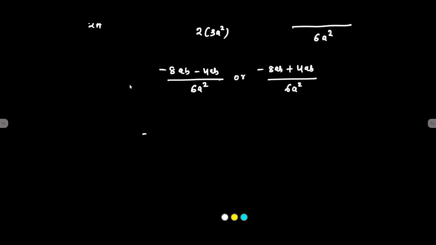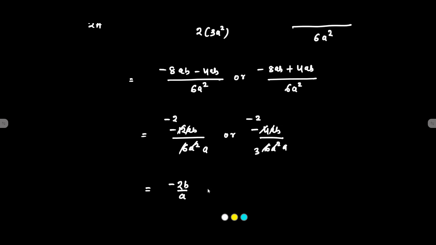This is equal to minus 12ab by 6a square, or this is equal to minus 8 plus 4, minus 4ab by 6a square. Okay, so here 6 into 12 will be minus 2, a with a square it will be a, so it will be minus 2b by a, first root. And here a with a square it becomes a, and cancelling it with 2 it will be minus 2 and 3. So the second root is minus 2b by 3a.